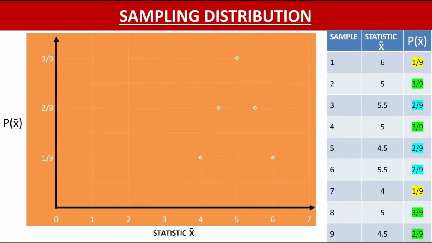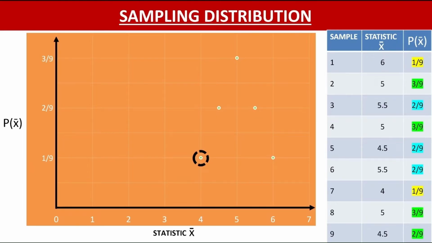Now let us plot these values of the statistic mean against its frequency. 6 is occurring 1 by 9 times, so let us plot the point. 5 is occurring 3 by 9 times. 5.5 is occurring 2 by 9 times. 4.5 is occurring 2 by 9 times. 4 is occurring 1 by 9 times.